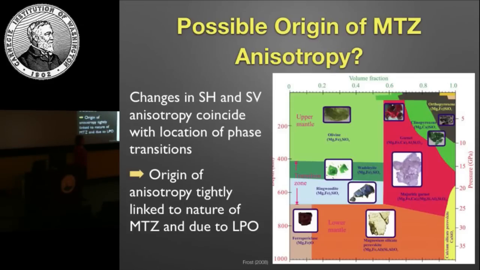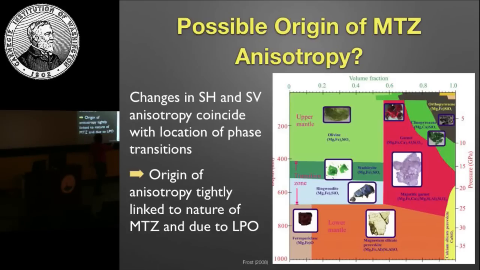Now, what could cause anisotropy in the transition zone? That's where this research was a little frustrating, because there's really not a lot of mineral physics data on this, so it was hard to compare. But because we found changes at depths where we know we have phase changes of minerals, we think the anisotropy must be related somehow to the composition of the transition zone, to the minerals themselves, and so probably to a preferred orientation of these minerals with some deformation mechanism.